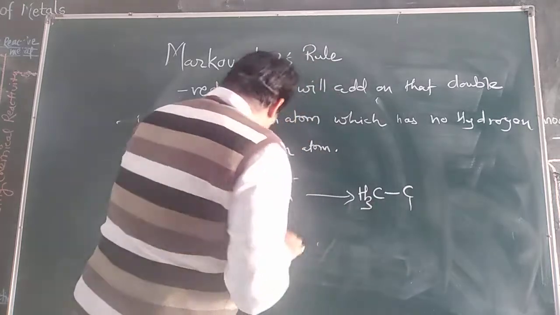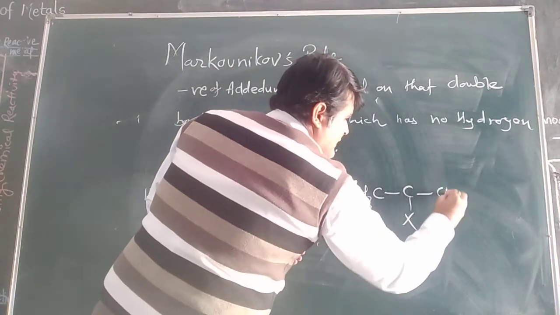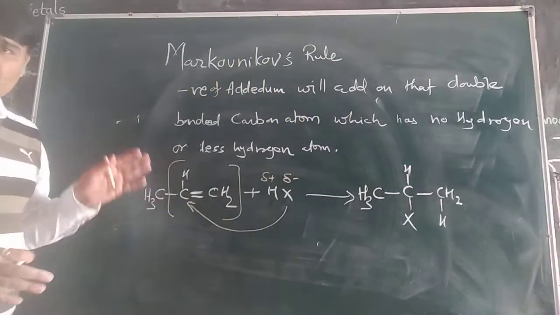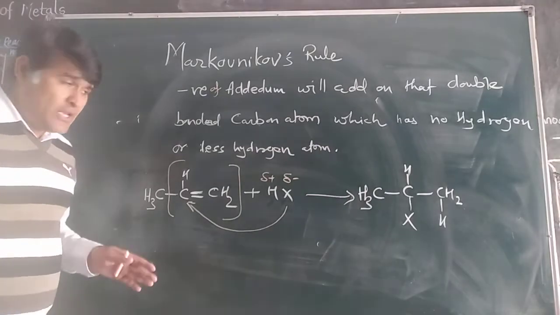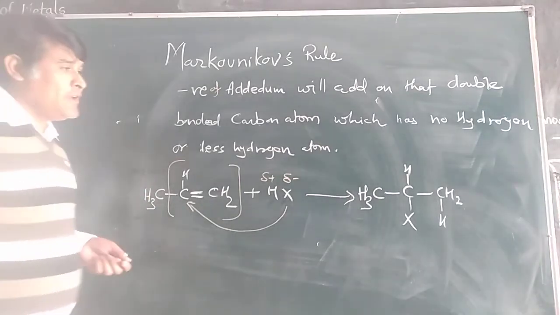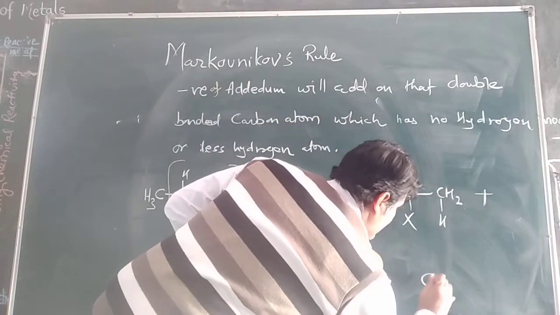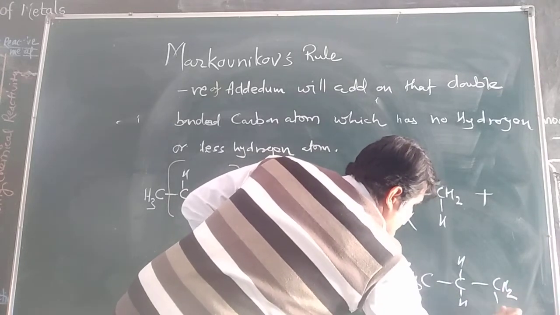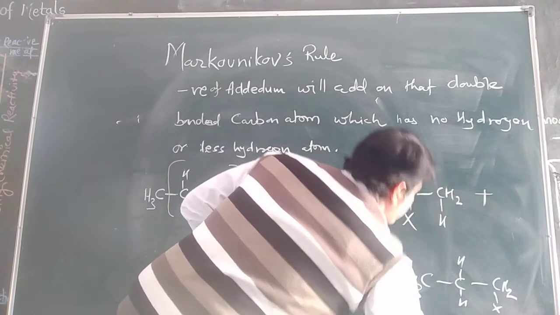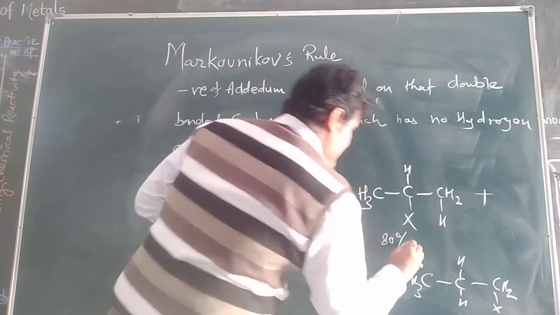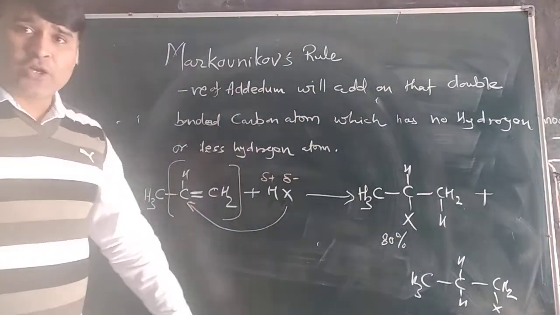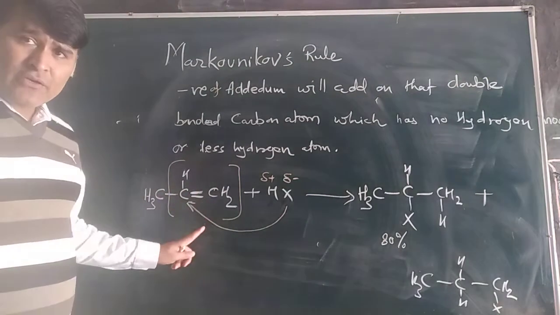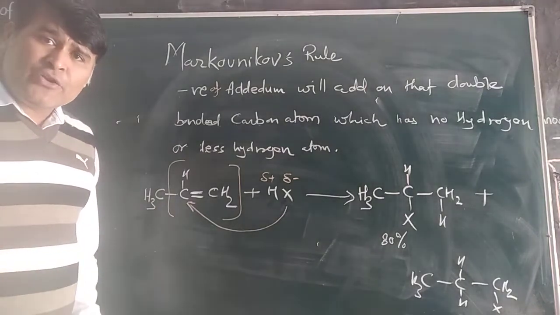CH3-CX-CH2-H. This is the major product according to my last video as well. So this is 80%. And the other product, CH3-CH-CH2X, is only 20%. Hope you understood this concept of the Markovnikov rule. This is one example. Hope this is clear to all.